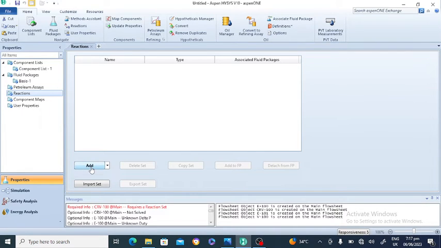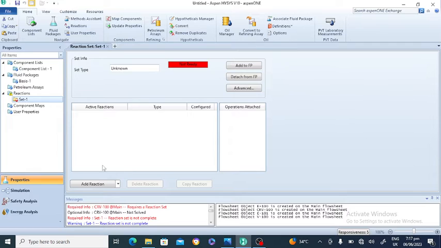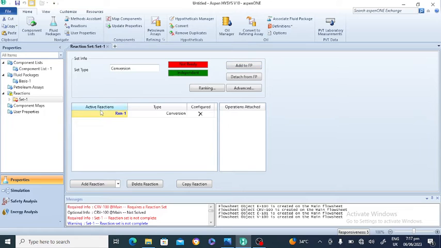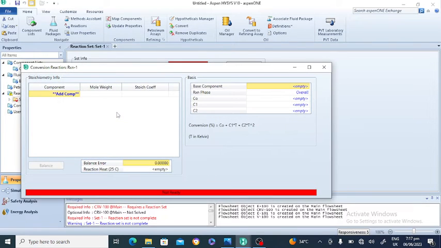So click on add, and here add a reaction. This is a conversion reaction, so click on conversion reactor, and click on add. So close this one, and double click on reaction number 1. This is reaction number 1.